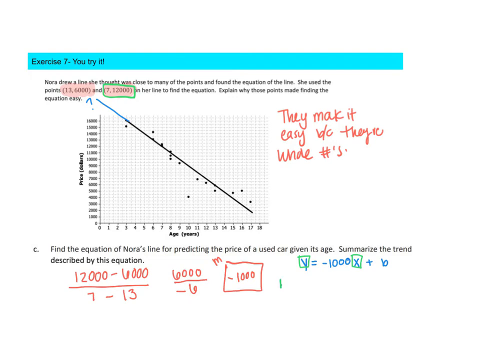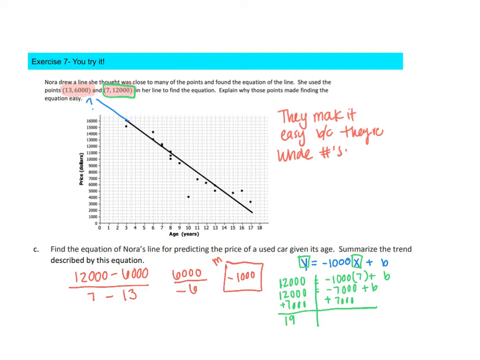So my y is 12,000, my x is 7, and now I can solve for my b. So this simplifies to say 12,000 equals negative 7,000 plus b. I do the opposite of plus negative 7,000, so plus positive 7,000 on both sides.